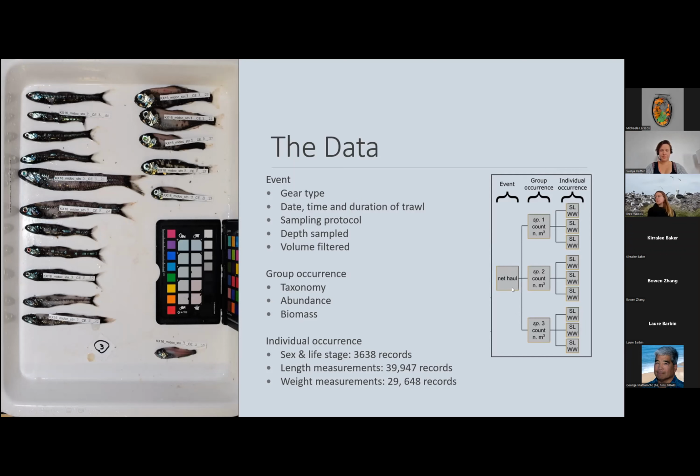And then within each of these net hauls, we have a group occurrence. So within the group occurrence, we've got species abundance and biomass data, so they're grouped by the lowest taxonomic level possible. So many don't have species information, so we've just gone the next level up. And then within the group occurrence, we have an individual occurrence, which are individual records of the sex, the maturity, the length, and the weight of the individual.